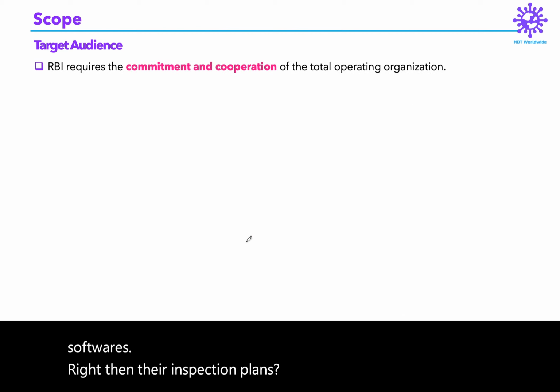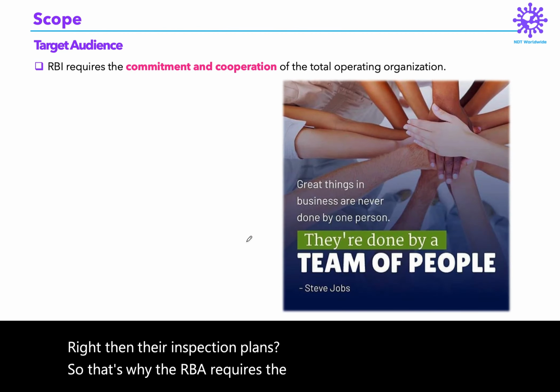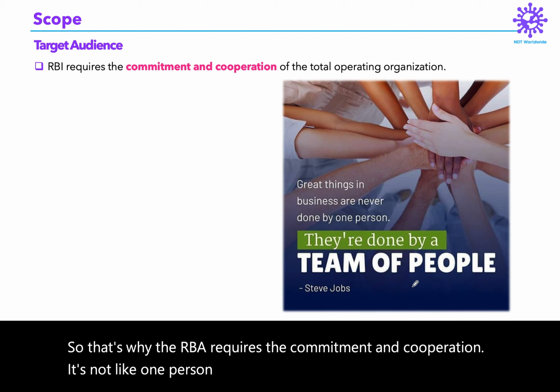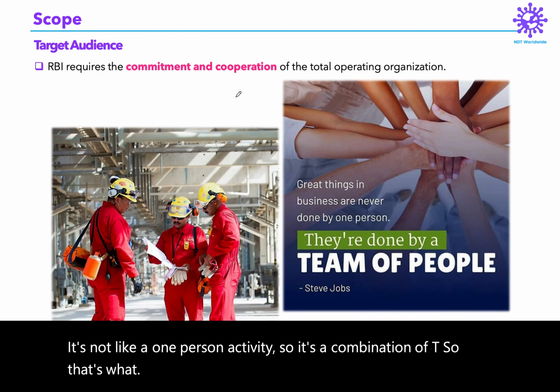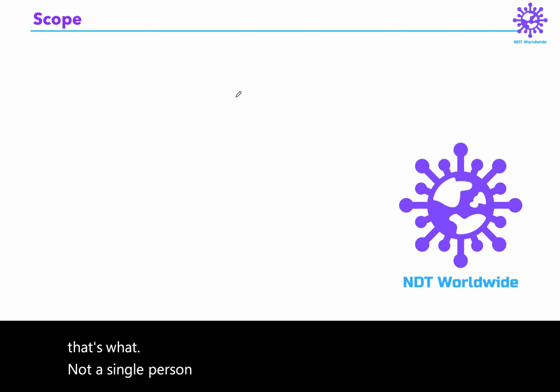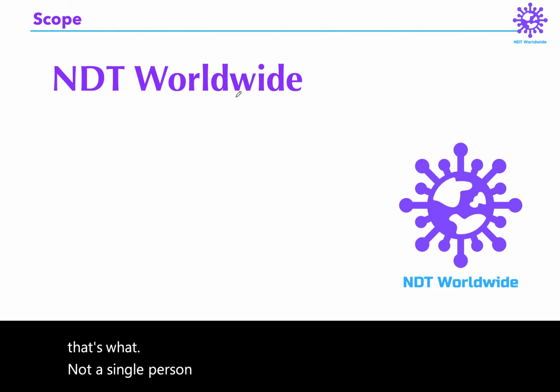So that's why RBI requires commitment and cooperation. It's not a one person activity, it's a combination of team. Not a single person is involved in RBI, so it's teamwork. Okay, so this is about scope.